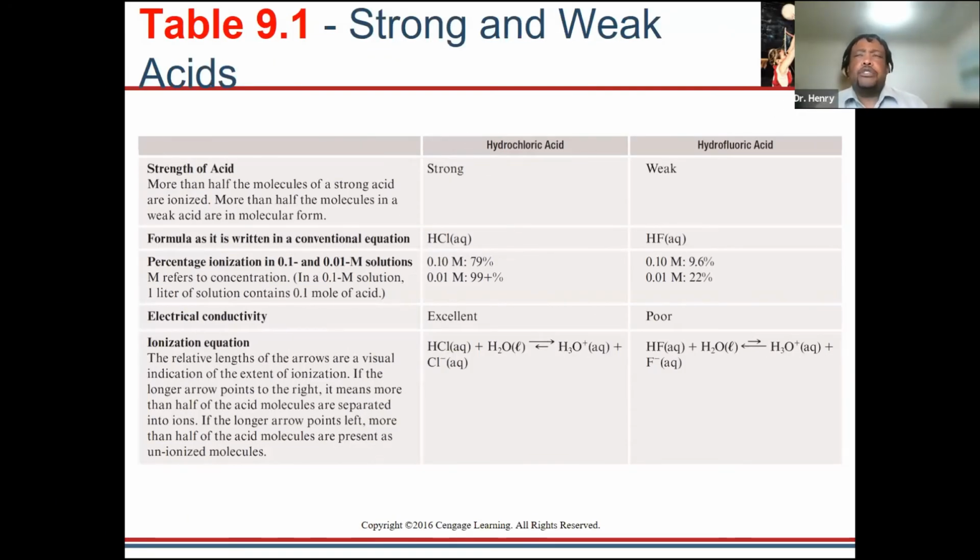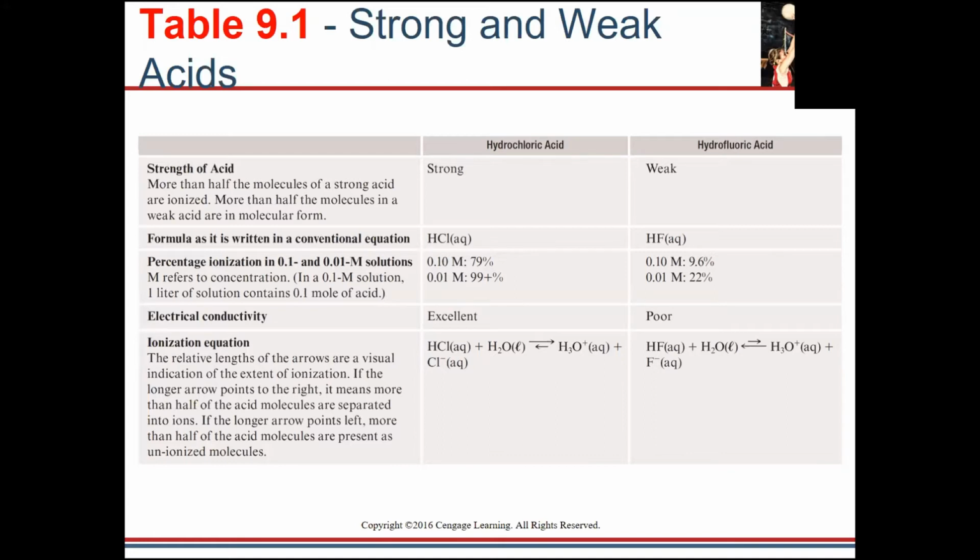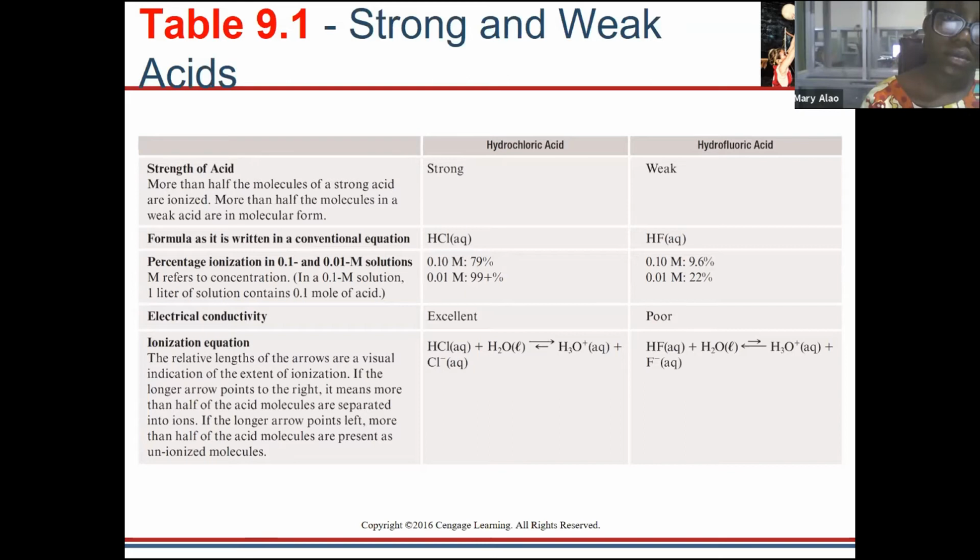I told you, strong acids. How do we recognize a strong acid? When it completely dissociates in water, that's going to be a strong acid. So the example that we give here is hydrochloric acid. You can see strong acid, right? So this is the percent ionization. We have 79% ionization at 0.01 molar.